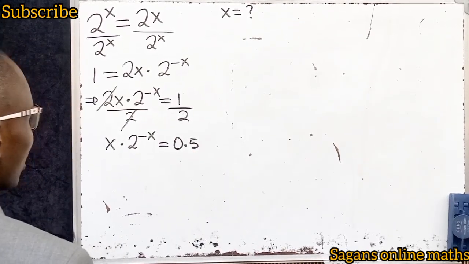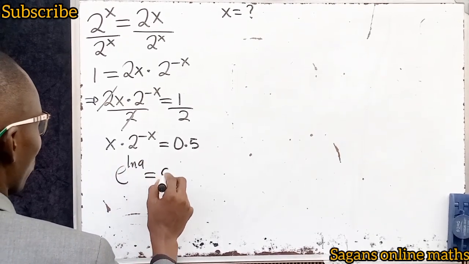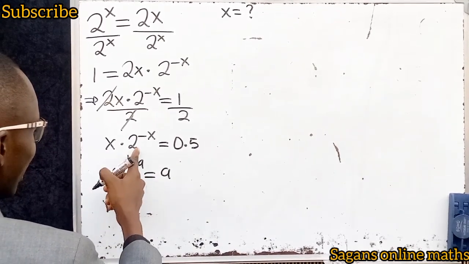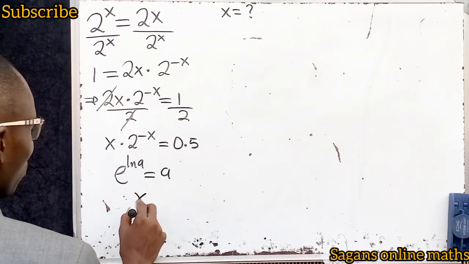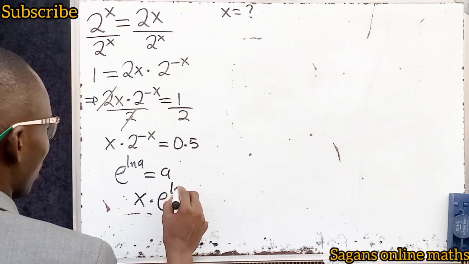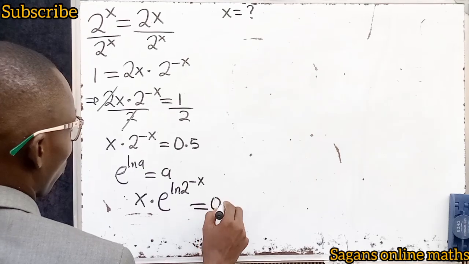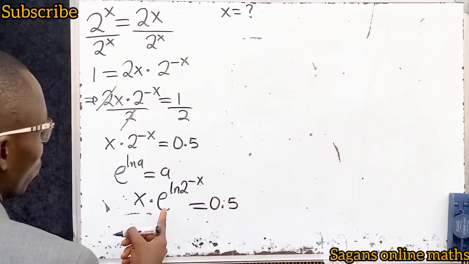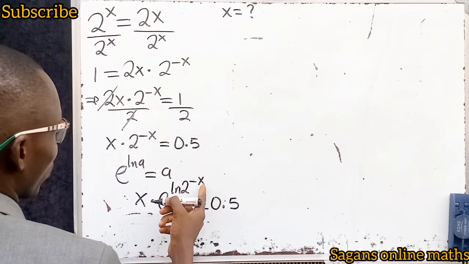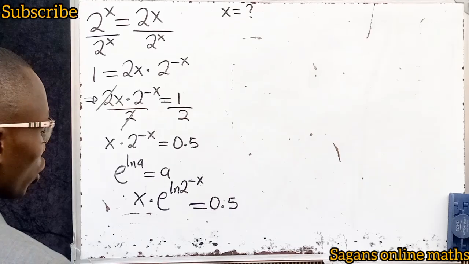Now, note that if you have e to the power of ln a, it is always equal to a. This is one of the properties of logarithm. We can apply this to this 2. So we can say that x multiplied by e raised to the power of ln 2 to the power of minus x is the same thing as 0.5. Because 2 is e raised to the power of ln 2, and e raised to the power of ln 2 raised to the power minus x is the same as 2 raised to the power minus x, by obeying these properties. Very simple, interesting, right?